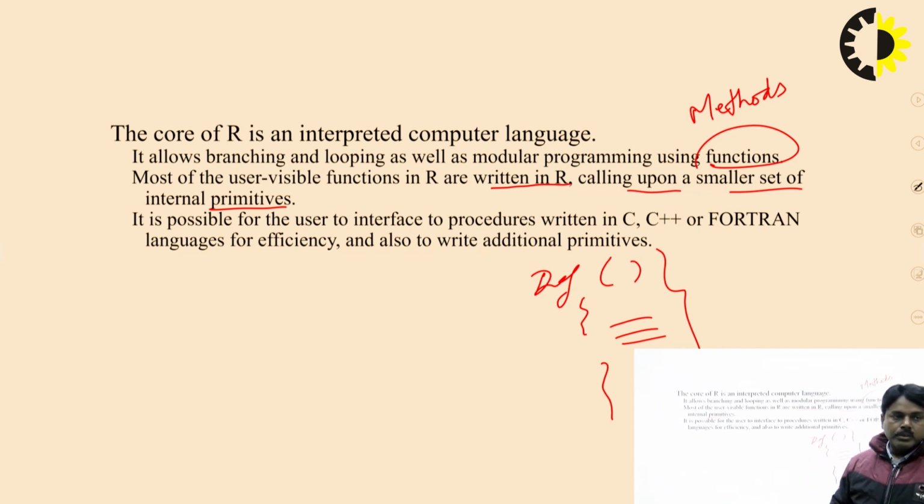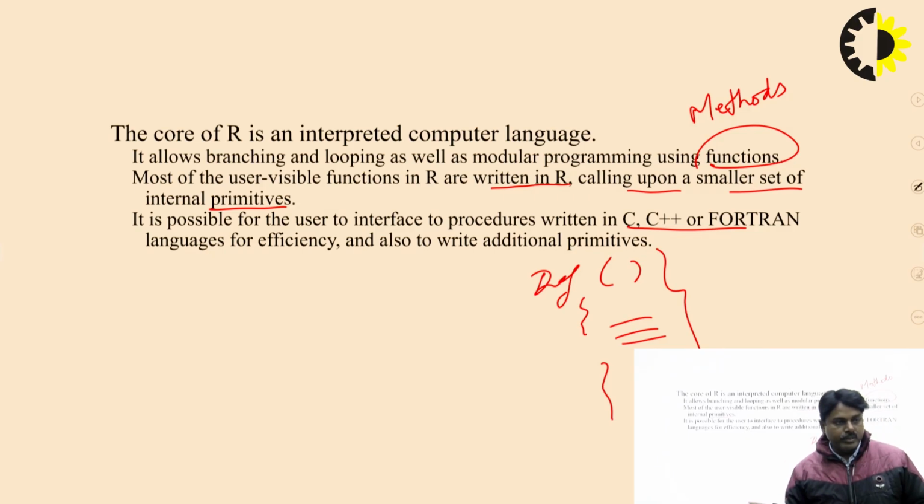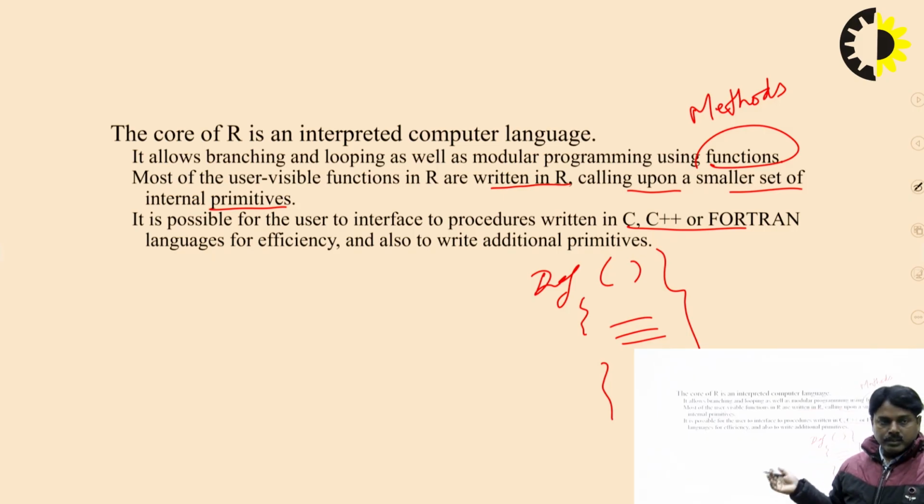It is possible for the user to interface with code written in C, C++, and Fortran for efficiency, and also to write additional primitives, since these are the languages most programmers work upon. Methods or functions written in those languages can also be inherited here and utilized in R programming. This is a feature of the R programming language.